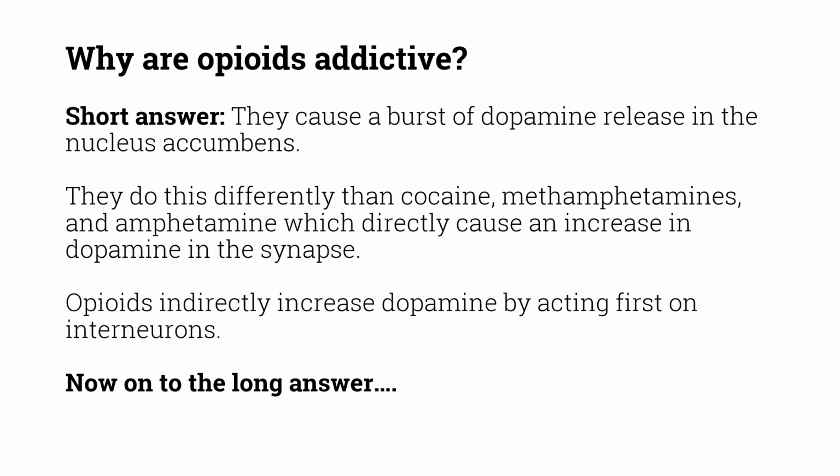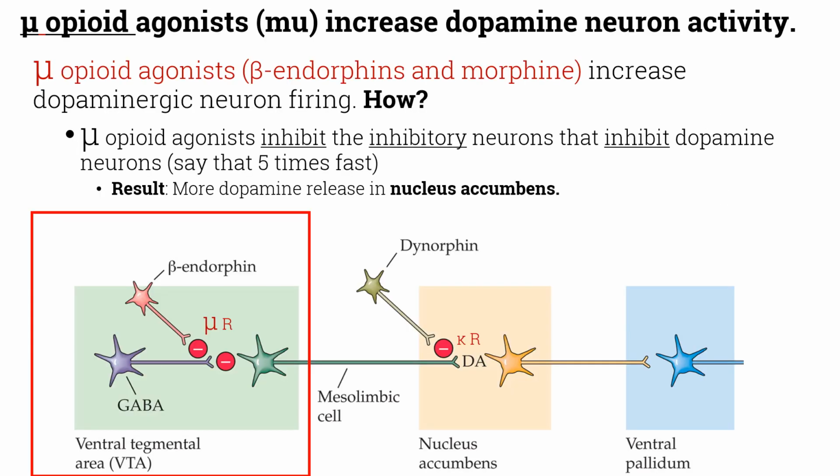The short answer is going to be dopamine release in the nucleus accumbens, but this is going to be through a different mechanism than cocaine or methamphetamines, which directly increase dopamine in the synapse. Here, the effect is going to be indirect by acting on inhibitory interneurons. We're going to inhibit the inhibition. So let's take a look at how that works.